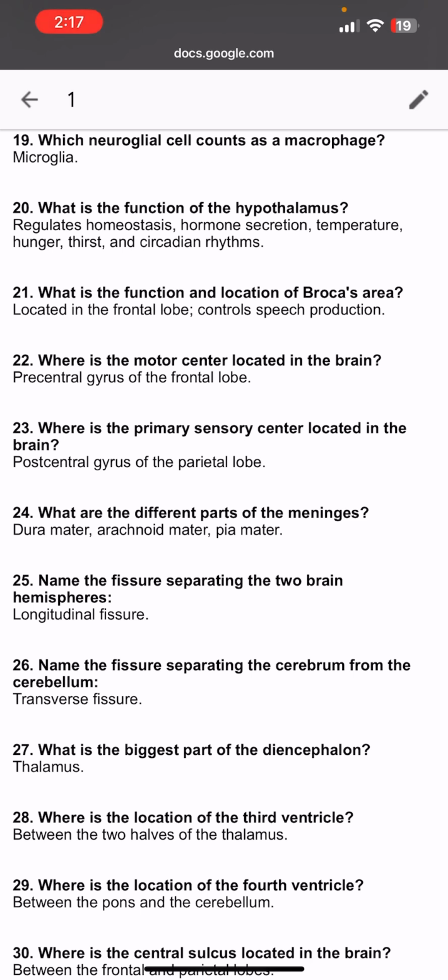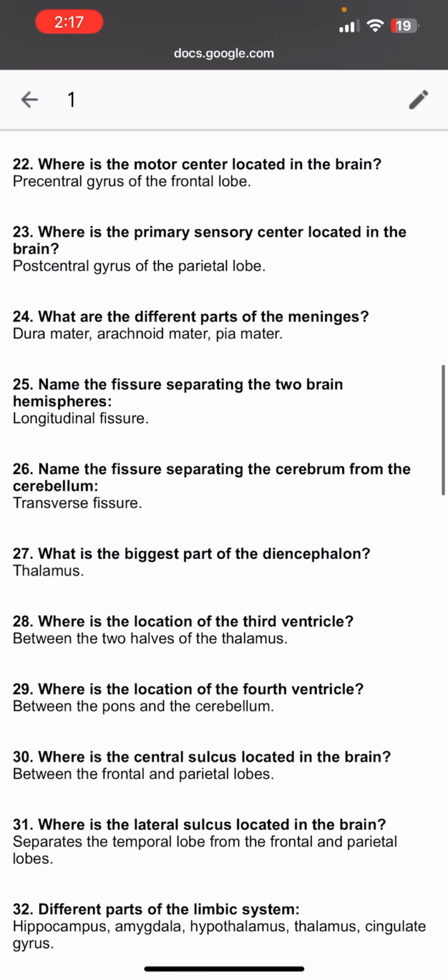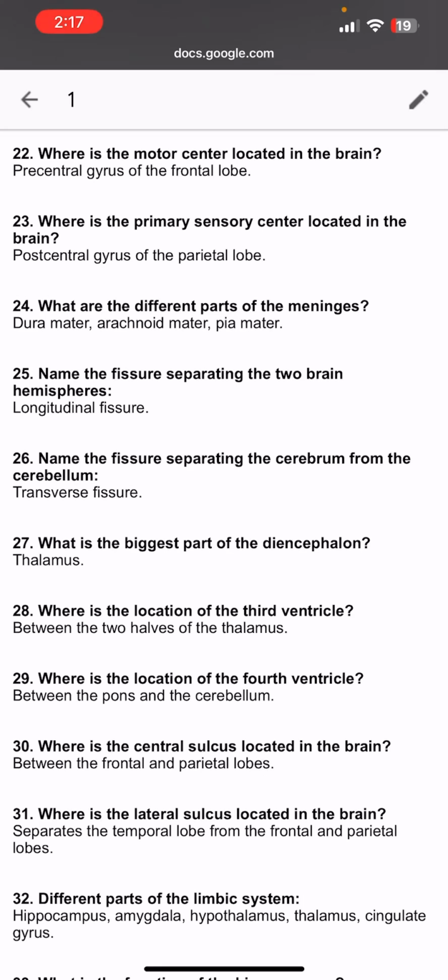What is the function and location of Broca's area? Located in the frontal lobe, it controls speech production. Where is the motor center located in the brain? Precentral gyrus of the frontal lobe. Where is the primary sensory center located in the brain? Postcentral gyrus of the parietal lobe.